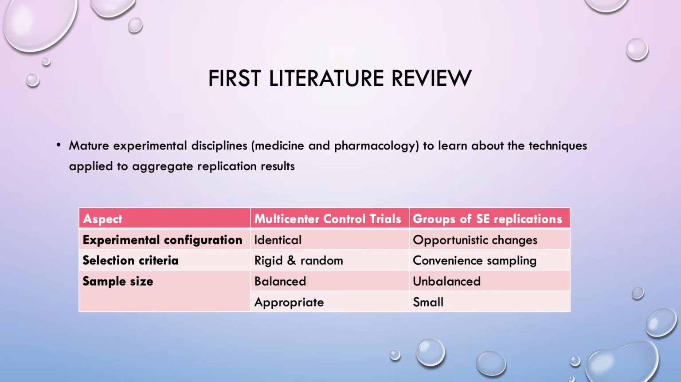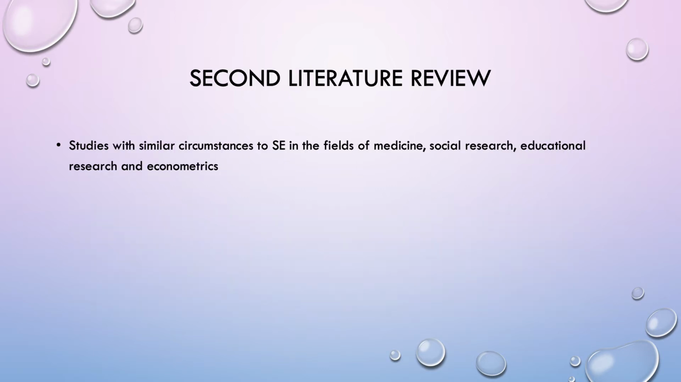RCTs have identical configurations. The selection criteria is rigid and random, and sample size is balanced and appropriate. On the other hand, in groups of software engineering replications, there are opportunistic changes, convenience sampling is used, and sample size is unbalanced and small.